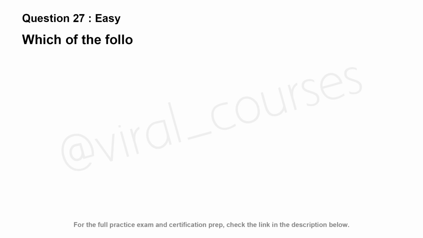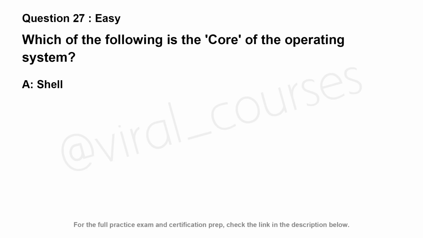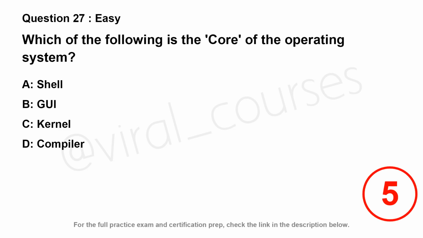Which of the following is the core of the operating system? Option A, shell. Option B, GUI. Option C, kernel. Option D, compiler.